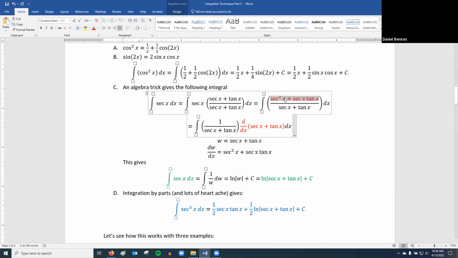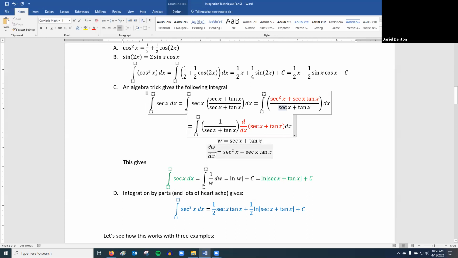Secant squared is the derivative of tan, and secant x tan x is the derivative of secant. Right? So this right here, secant squared x, is the derivative of the tan, and this right here is the derivative of the secant. So you can think of this as being 1 over secant x plus tan x times its derivative, which is perfect for a substitution.